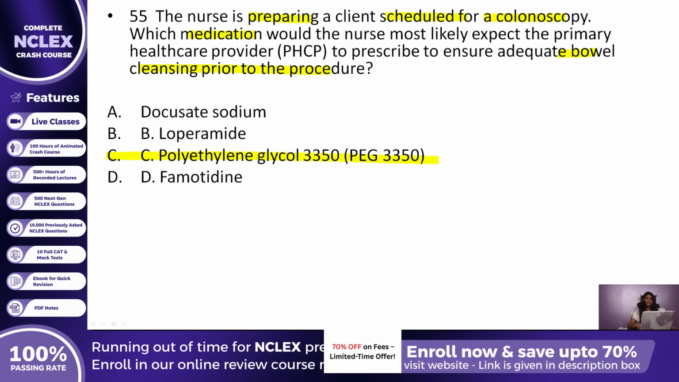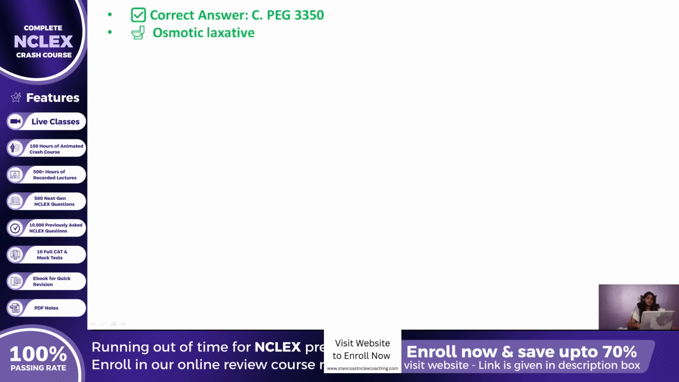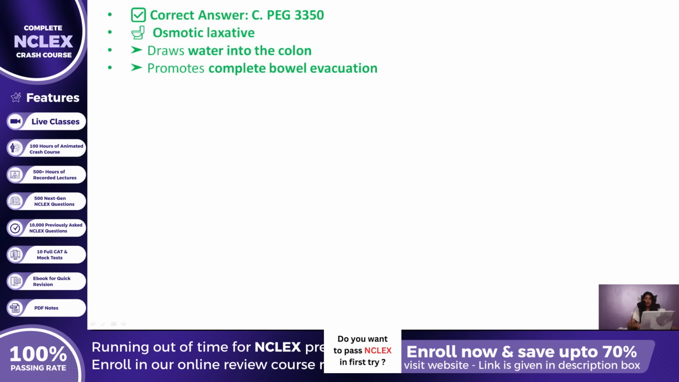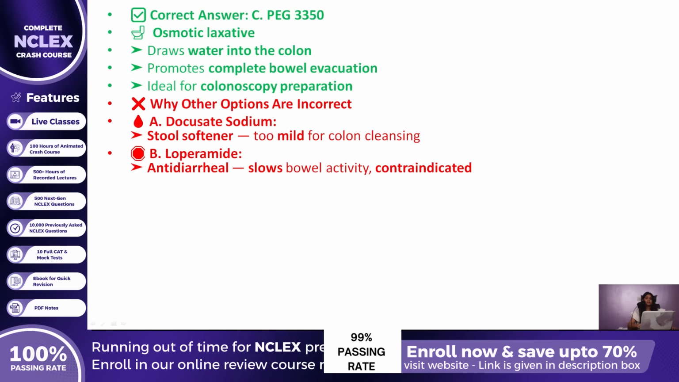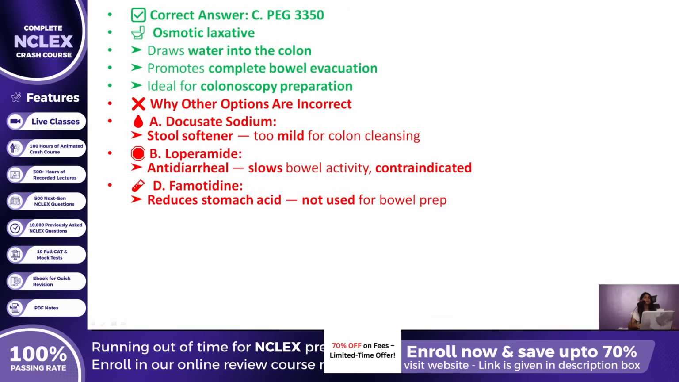3350 is an osmotic laxative that draws water into the colon to promote bowel movements, making it ideal for colonoscopy prep. Option A, docusate sodium, is too mild. Option B, loperamide, slows bowel activity and is inappropriate. Option D, famotidine, reduces stomach acid and has no role in bowel cleansing.